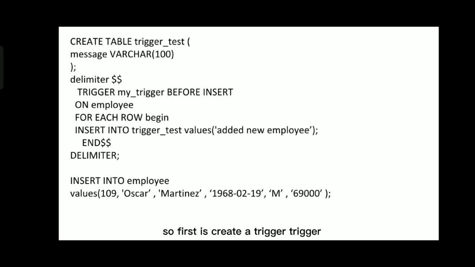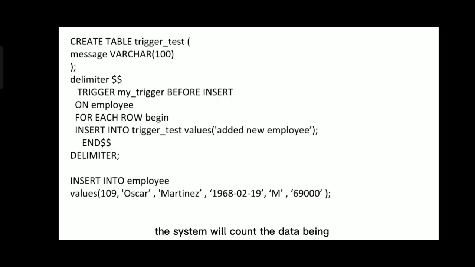First is create a trigger, call it my trigger. So before insert on employee. This means that before we insert on employee, the employee is our subject table. We'll also call for each row to count each row. This reads for our nested tables, counts for each row being registered, and then insert into trigger test values, added new employee.